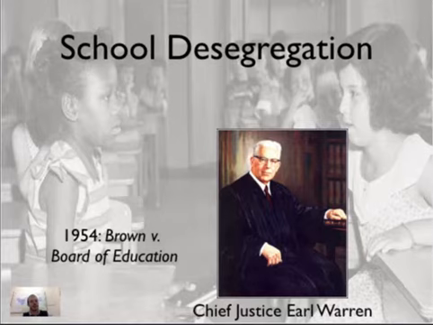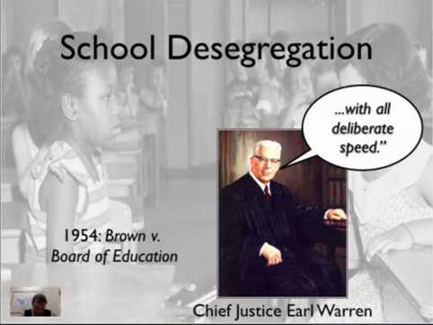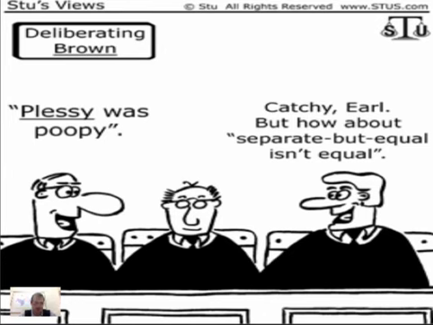We just talked about Plessy versus Ferguson. In 1954, the Supreme Court case Brown versus Board of Education is going to unanimously overturn that Plessy versus Ferguson ruling. In Brown versus Board of Education, the Supreme Court states that separate but equal is inherently unequal. And in schools, it has lasting negative impacts on white and black children. And that the schools should be integrated with all deliberate speed.